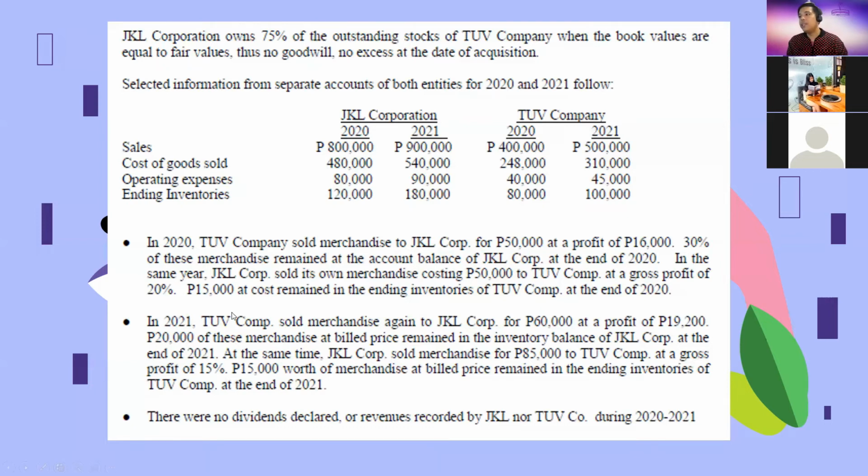In 2021, TUB Company sold merchandise again to JKL for 60,000 at the profit of 19,200. 20,000 of this merchandise at billed price remained in the inventory balance of JKL Corporation at the end of 2021. At the same time, JKL Corporation sold merchandise for 85,000 to TUB Company at a gross profit of 15%. 15,000 pesos worth of merchandise at billed price remained in the ending inventory of TUB Company at the end of 2021. So ito class, unang tingin, parang ang daming data.